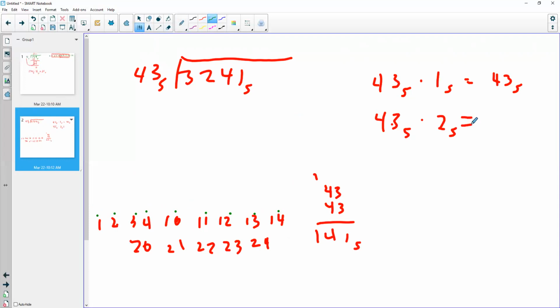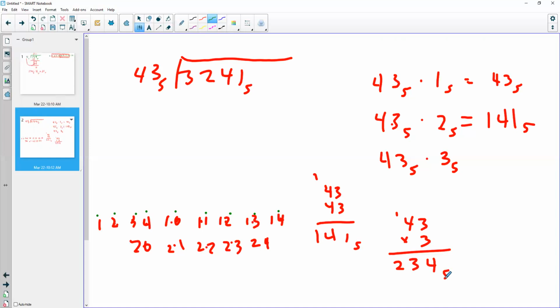And then we'll do 3, because I could multiply it by 3. So you can actually do the multiplication. Let's do 43 times 3. Or you can just add 43 more onto this guy. 3 times 3 is 9. I know 9 gets me 14. Carry the 1. 4 times 3 is 12, plus 1 is 13. That's 234 in base 5.